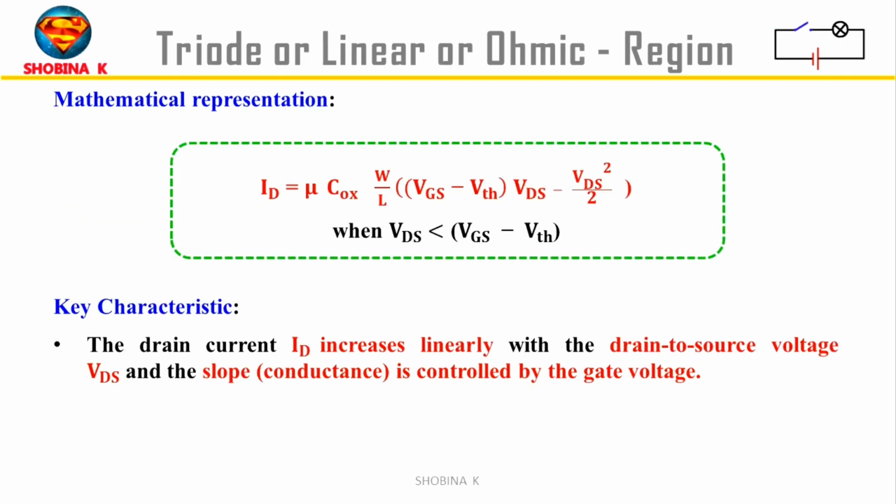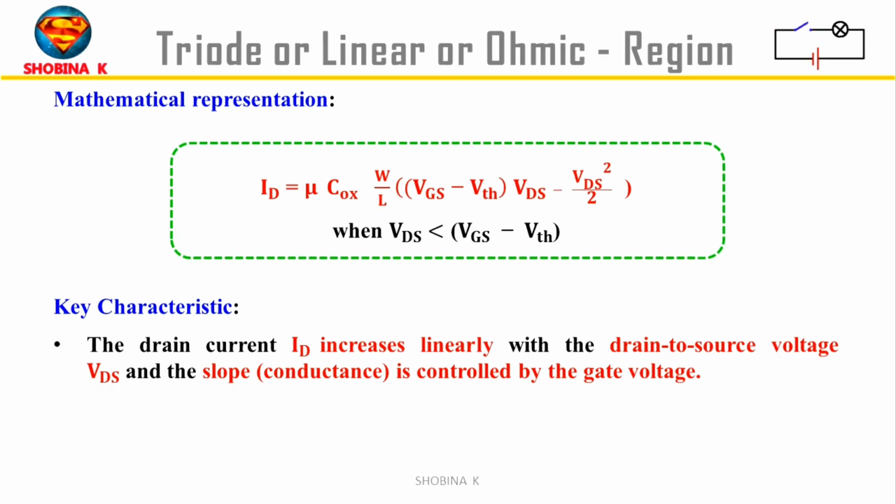And here is the equation. It is given by the formula ID equals mobility of charge carriers multiplied by oxide capacitance per unit area multiplied by width to length ratio of MOSFET multiplied by the quantity of gate to source voltage minus threshold voltage, and multiplied by drain to source voltage minus half the square of drain to source voltage.